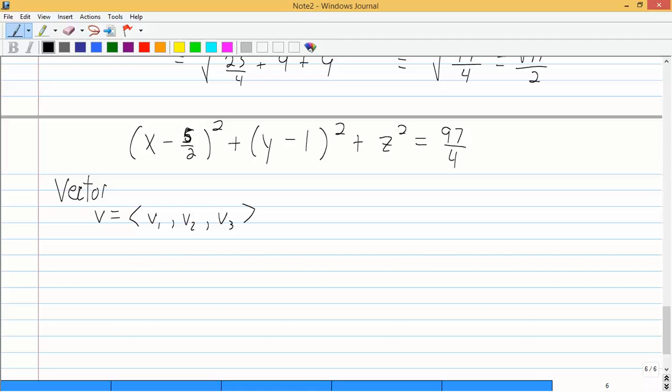The 0 vector, of course, would be what? It would just be the ordered triple 0, 0, 0. You can think of it like a triple. It's 3, right? Not 2 anymore.